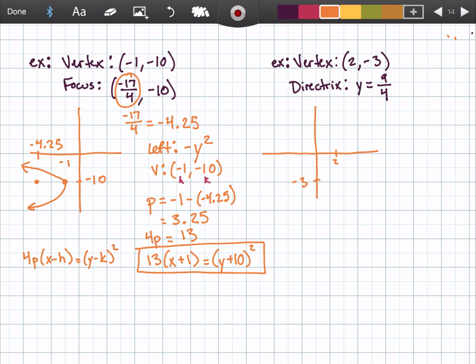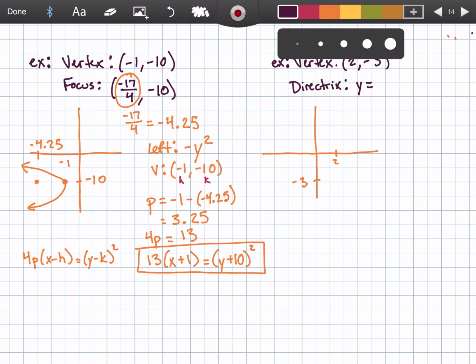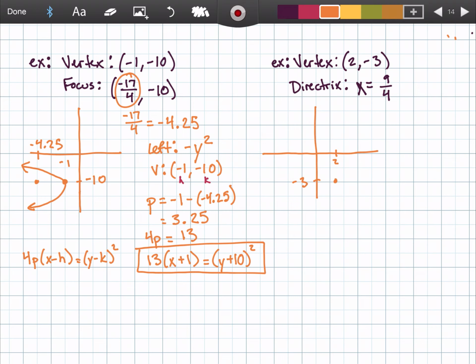I'm actually going to switch it so it's a little bit more manageable for us. I want that to be an x equals 9/4. So take note, I changed the directrix to x equals 9/4. Well, x equals 9 over 4 is a vertical line. And 9 over 4, if I was to type that in my calculator, I'm going to get 2.25, which is going to be like, I've decided it's going to be there.